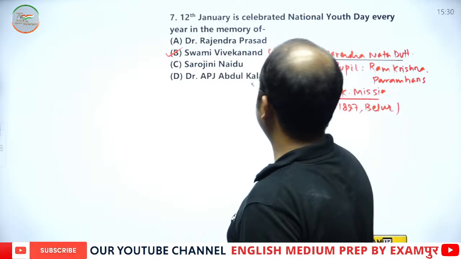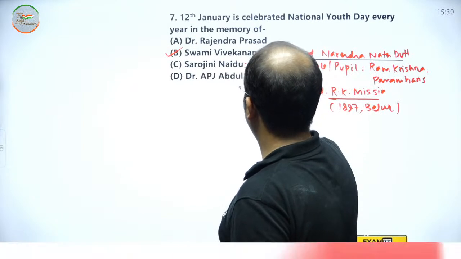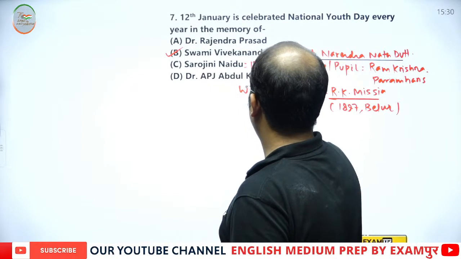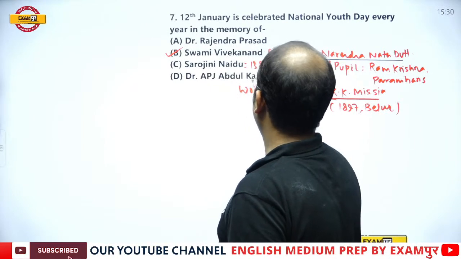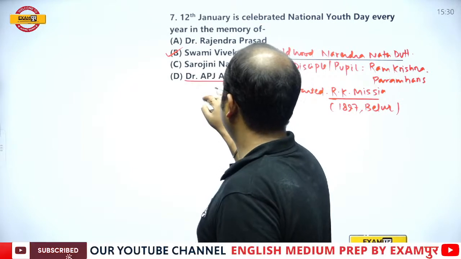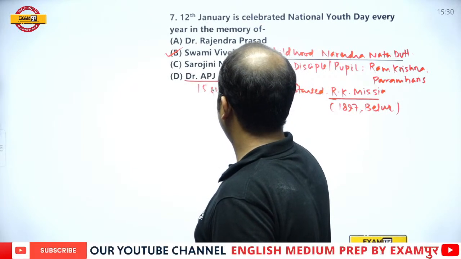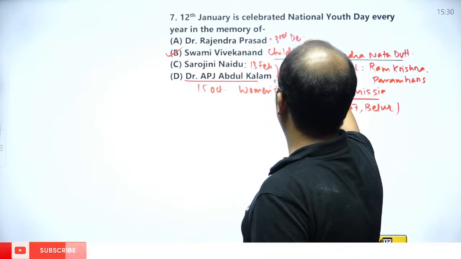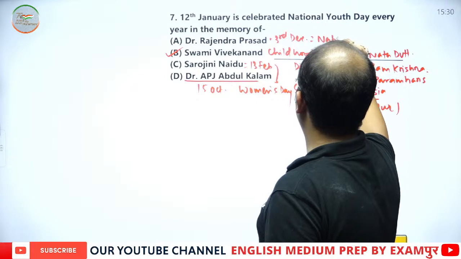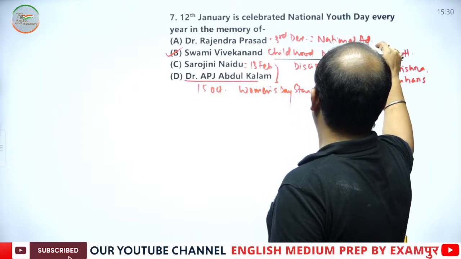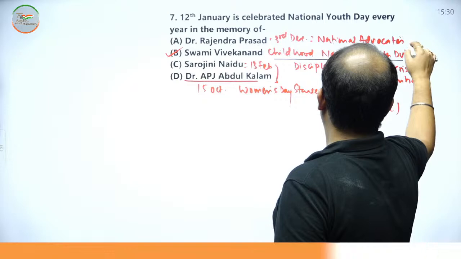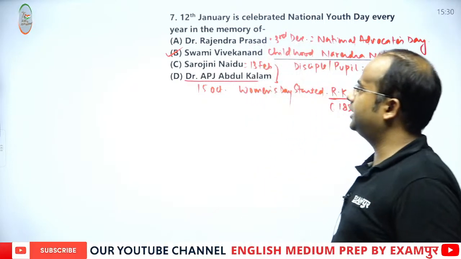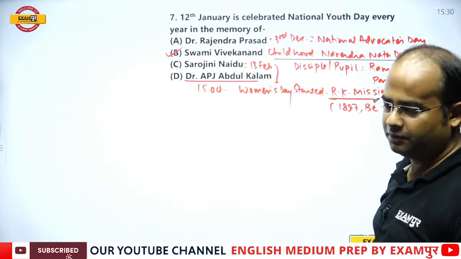Now, Sarojini Naidu, that is the 13th February, Women's Day. Then Dr. Kalam's birthday is on the 15th October. And Dr. Rajendra Prasad, 3rd December, that is National Advocates Day. So the correct answer will be, guys, option B, that is Swami Vivekanand.